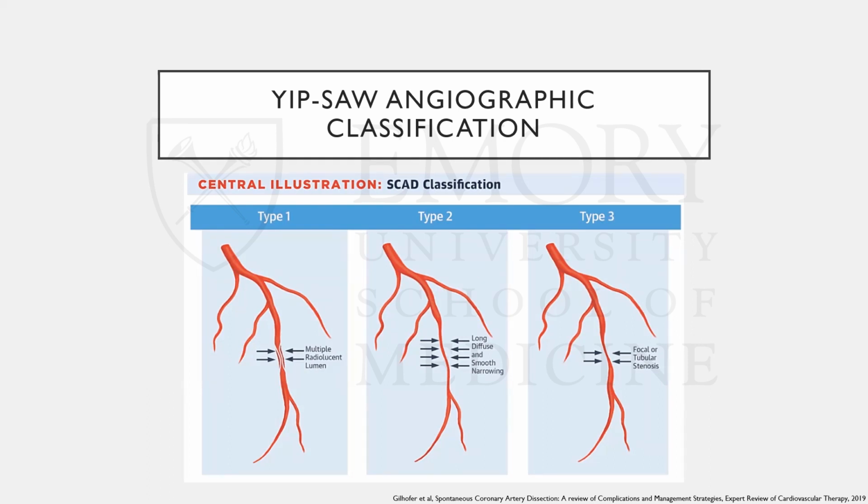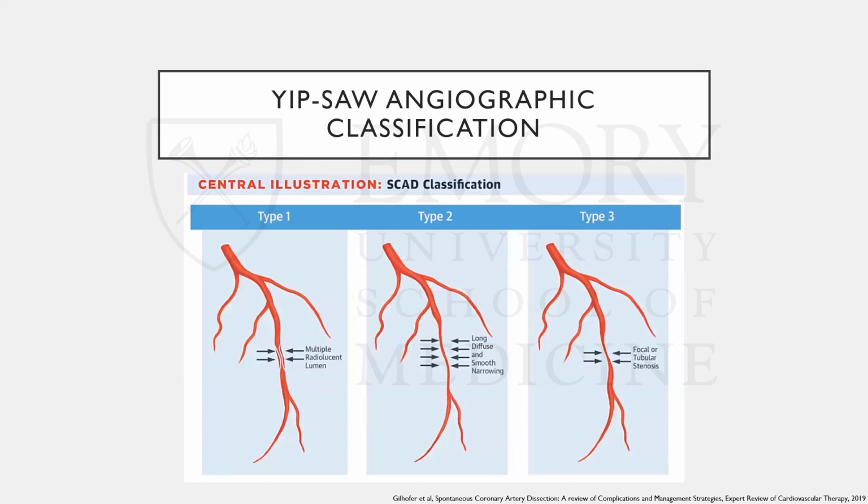Of these three, type 2 SCAD is the most common appearance, and this is characterized by a long smooth stenosis and accounts for roughly 68% of all SCAD cases. Type 3 SCAD is described as a lesion that mimics the appearance of focal atherosclerotic disease, and this can't be definitively determined as SCAD on angiographic images without the aid of intracoronary imaging, such as OCT or IVUS. This is the least prevalent form of SCAD, roughly accounting for 3 to 4% of cases.